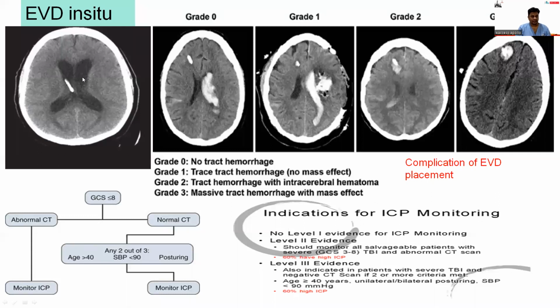Whenever you find a patient with diffuse axonal injury with GCS less than 8 with an abnormal CT, ICP monitoring is indicated. EVD is usually placed, and this is a correct EVD placement in the ventricles for draining of the CSF to relieve the ICP.